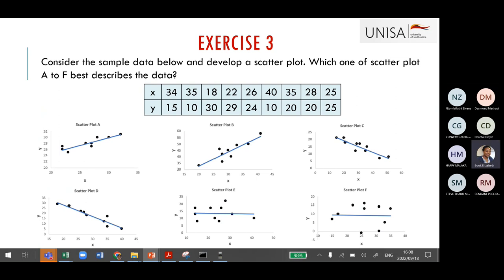Let's see if you know how to read a scatter plot if given the data. So consider the sample data below and develop a scatter plot. Which one of these scatter plots from A to F describes this data that we have?